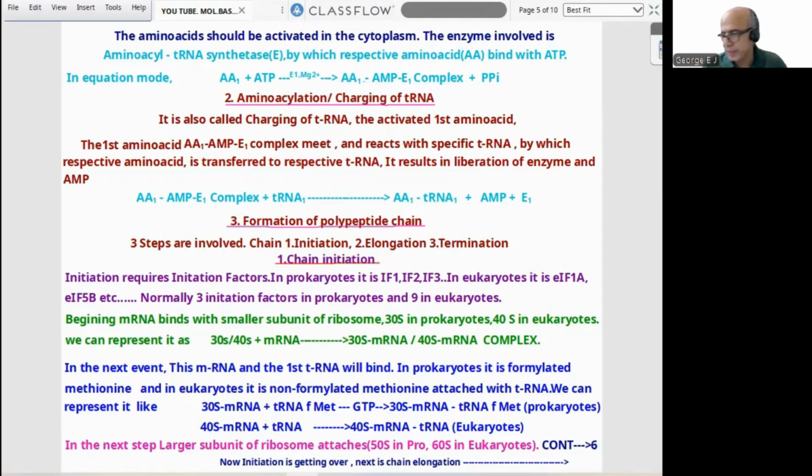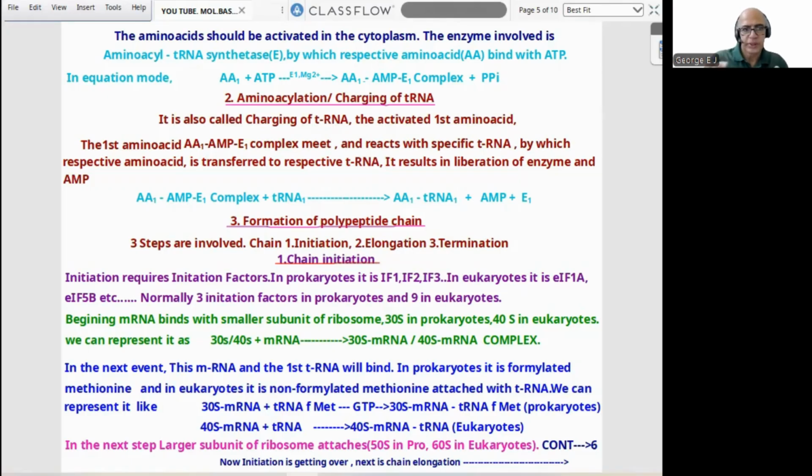The third step is formation of the polypeptide chain. And this step involves three sub-steps: initiation, elongation, termination. So first is chain initiation. Initiation requires initiation factors, IF. In prokaryotes, they are IF1, IF2, IF3. In eukaryotes, they are eIF1A, eIF5B, and so on. Many are there. Normally, 3 initiation factors in prokaryotes and 9 in eukaryotes. That itself is a question.